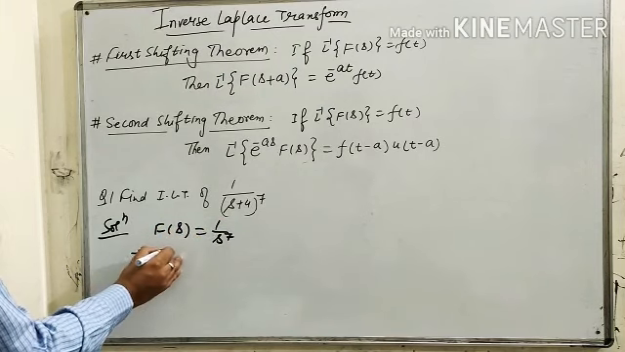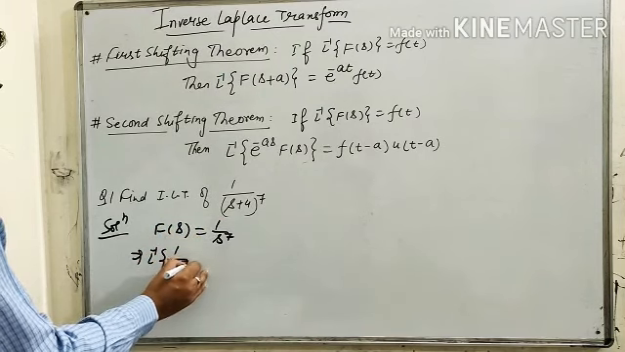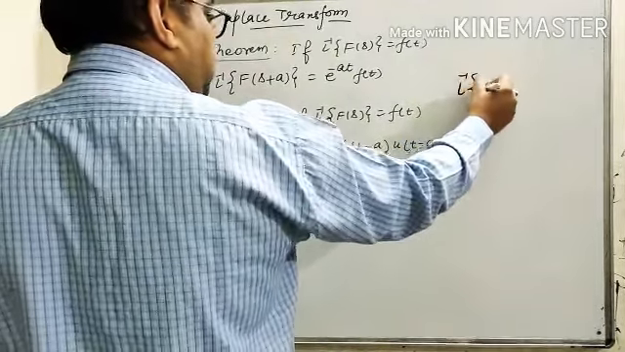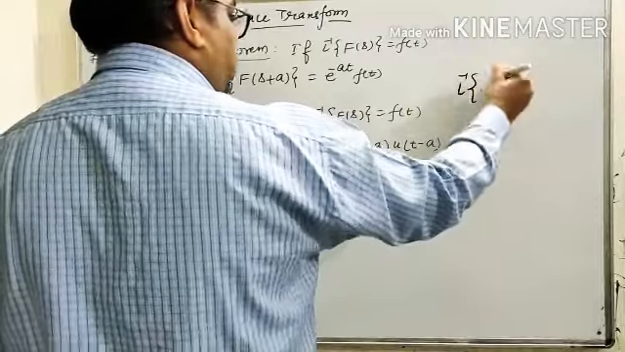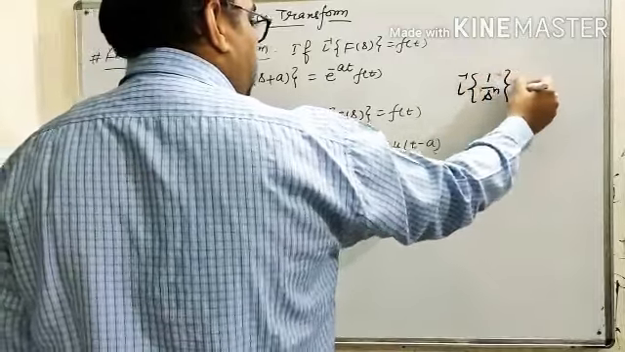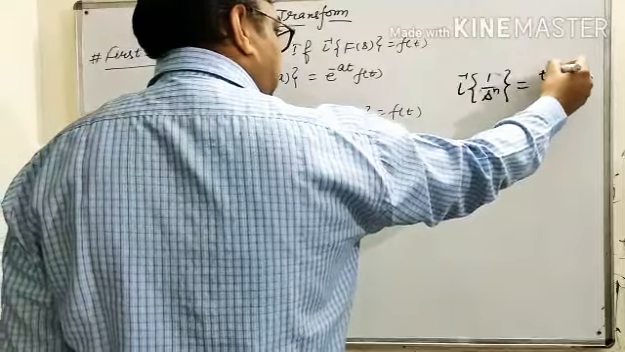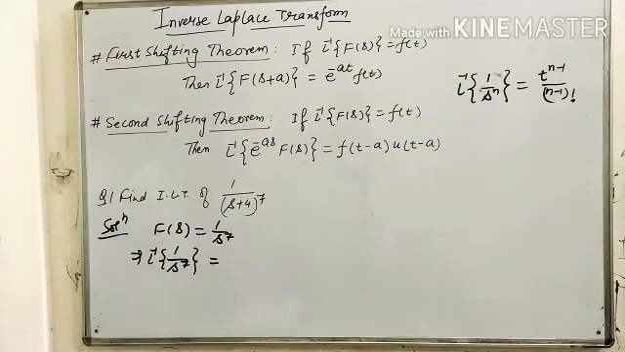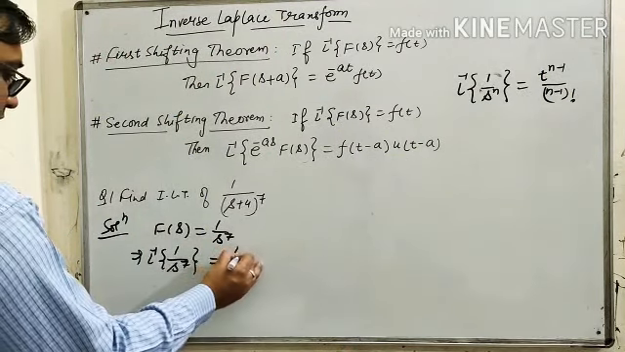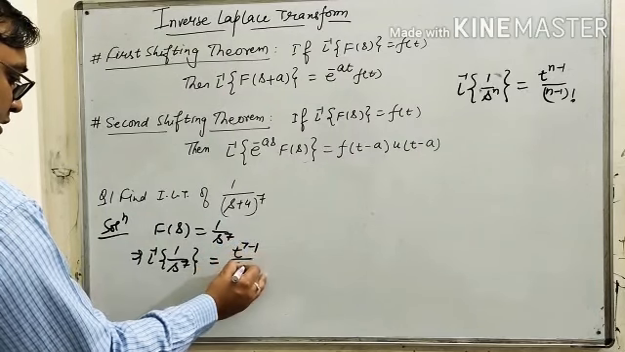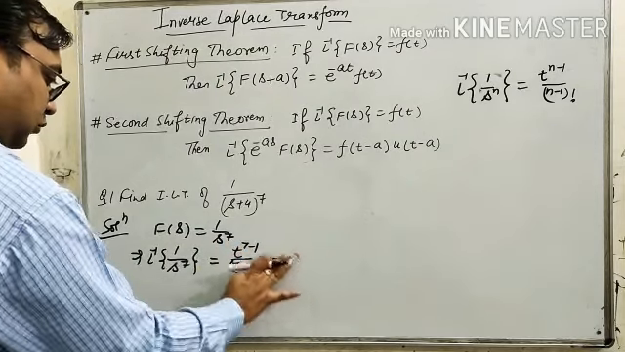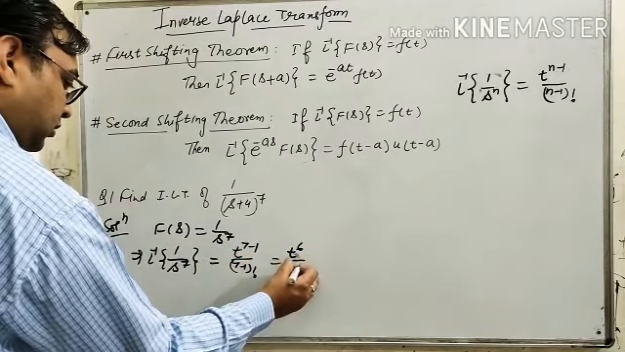So first we have to identify inverse Laplace of 1 upon s^7, and this can be written from inverse Laplace of 1 upon s^n, which is equal to t^(n-1) upon (n-1) factorial. So what is the value for s^7? t^(7-1) upon (7-1) factorial, that is, t^6 upon 6 factorial.